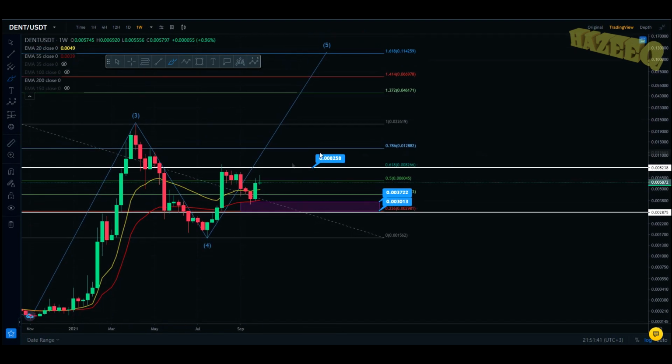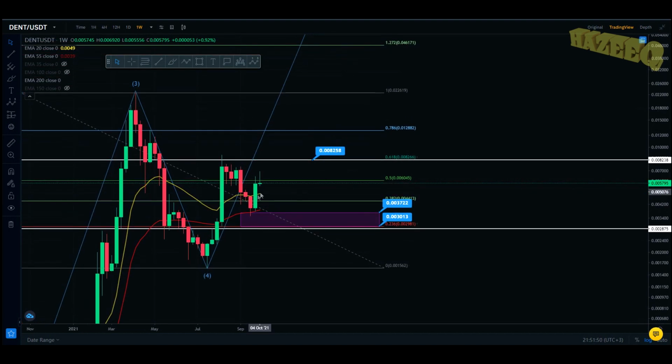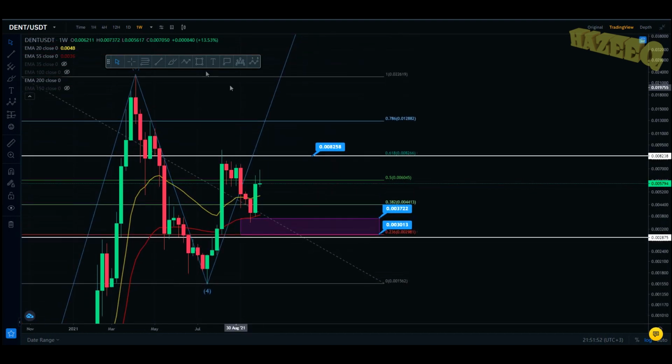This project is very good in my opinion. I do have a fundamental review on it on my channel, so I'm going to link that at the end of the video. But look for the 20 EMA to hold as support on the weekly chart.